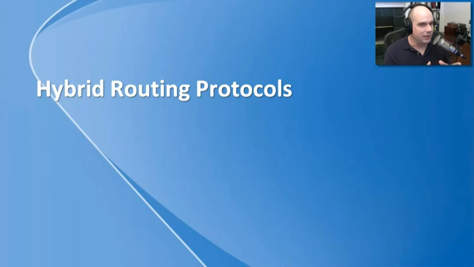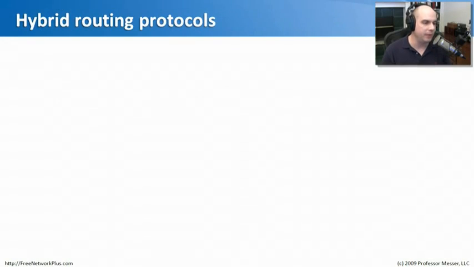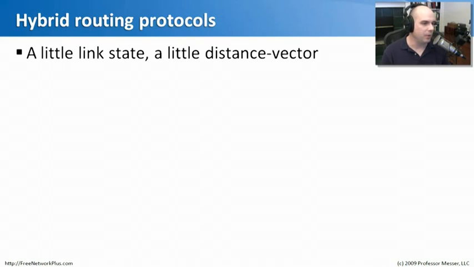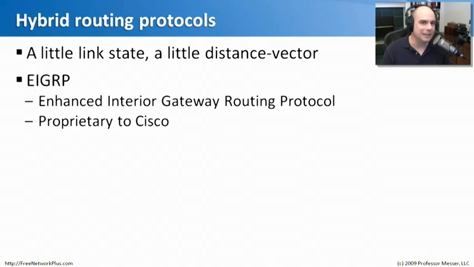Now, if something doesn't fall into the distance vector and it's not a link state protocol, it may be using aspects of both of those, and we call those hybrid routing protocols. The hybrid routing protocols do a little bit of one and a little bit of the other, and there's really one hybrid type of routing protocol called EIGRP, which stands for Enhanced Interior Gateway Routing Protocol. It is a proprietary link state and distance vector protocol from Cisco. It's proprietary to their routers, but it's very easy to set up and run.